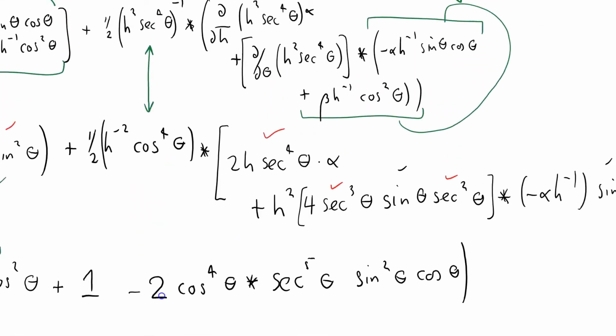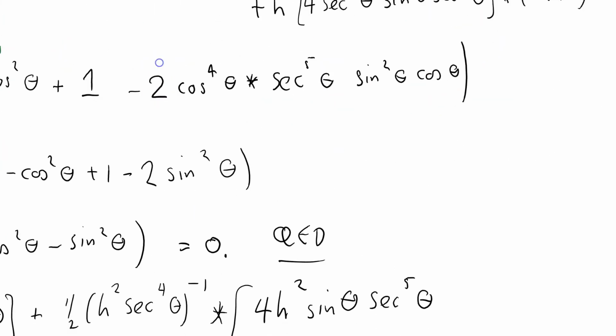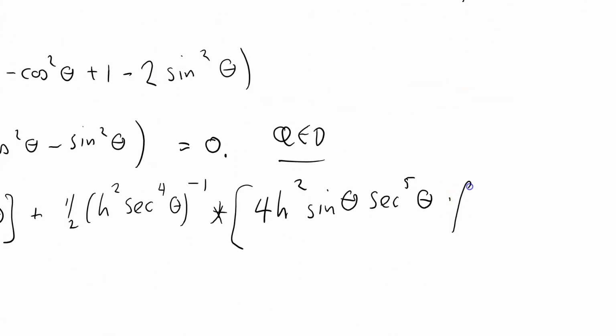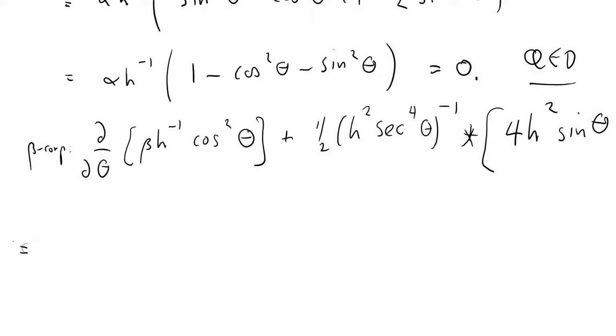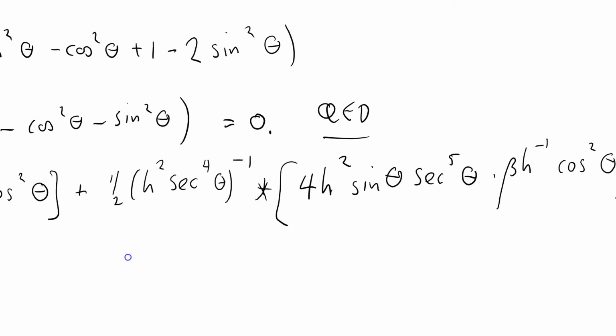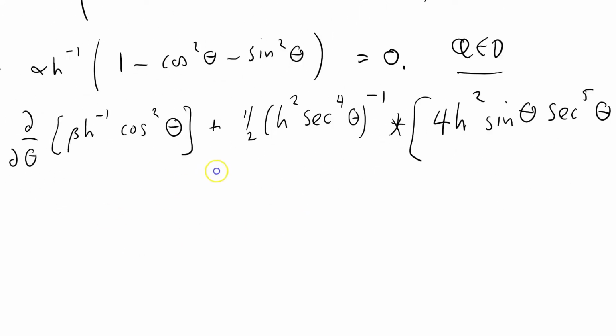Where was I? We differentiated with respect to theta h² sec⁴θ, and got this monstrosity here. And we've got a plus β h⁻¹ cos²θ times β h⁻¹ cos²θ. And this had better be equal to 0 as well. Let's think about the power of h. We've got an h to the minus 2 here and an h² and an h⁻¹. So everything's h to the power minus 1.